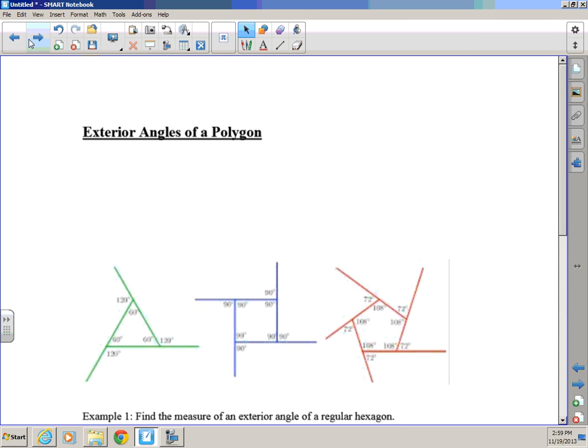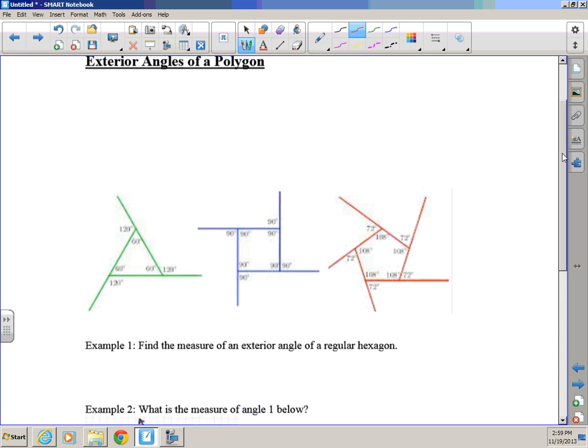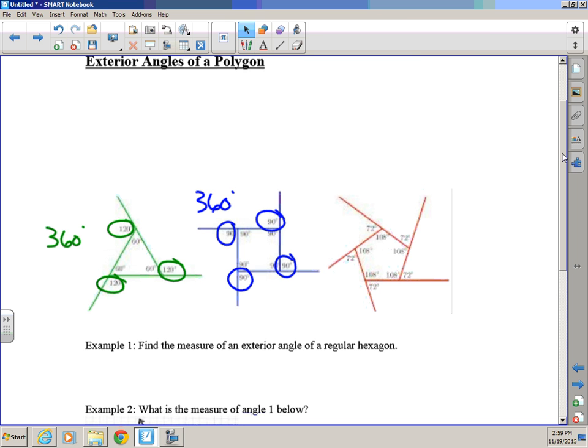Okay? Now let's go to the last topic we're going to cover, which is the exterior angles of a polygon. If you look at the diagrams below, in the green triangle I have 3 exterior angles. When I add those 3 up, they come to 360 degrees. In my quadrilateral, or square, I have 4 exterior angles of 90 each. They come to 360 degrees when added together. And finally, in my pentagon, I have 5 angles of 72 degrees. That comes to 360 when I add the 5 of them up.